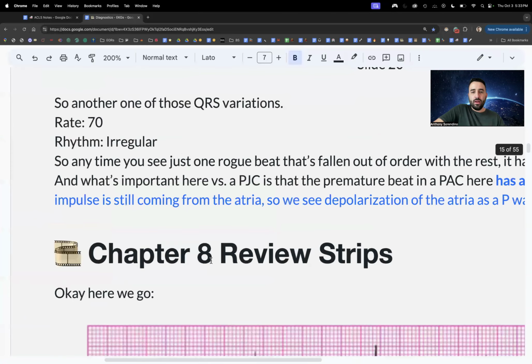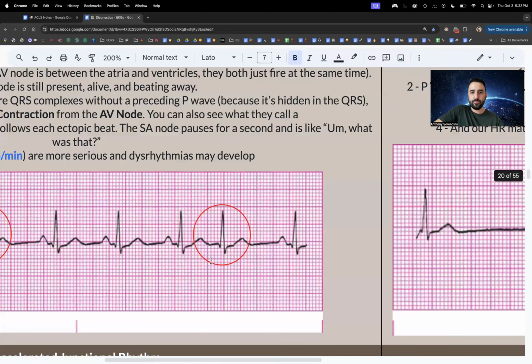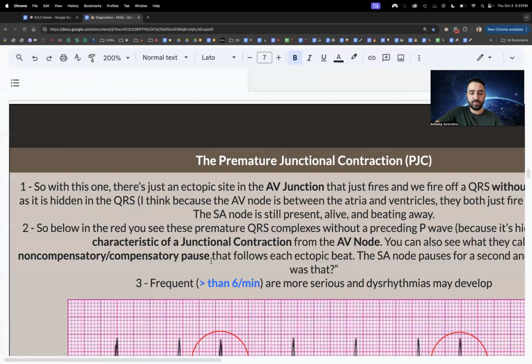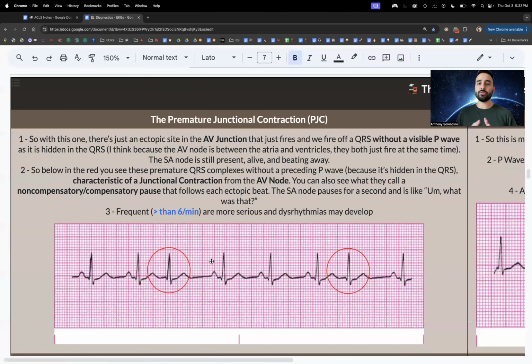All right. Moving on to ventricular rhythms. Junctional. Forgot these existed. Okay. A junctional rhythm is a rhythm that comes from the AV node. So we were just talking about rhythms that come from the SA node, from the atria. Now we're going to the next section of the heart, right in the middle. We're talking about the AV junction.